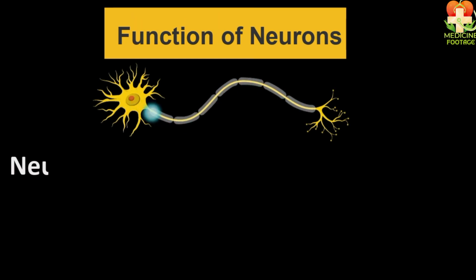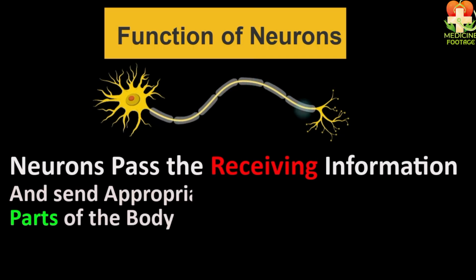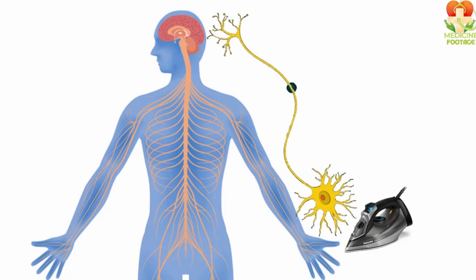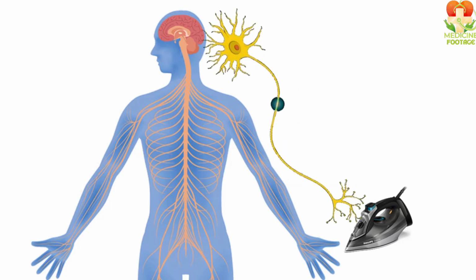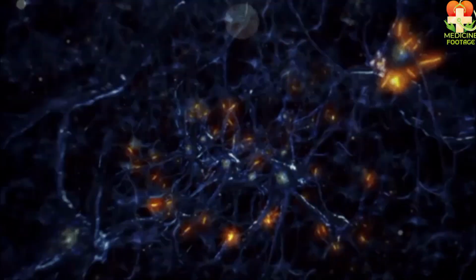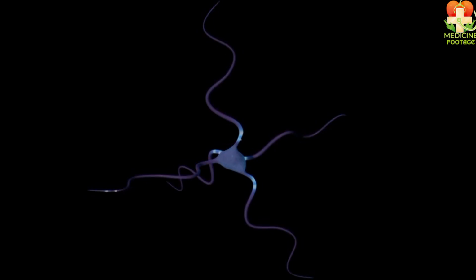Now let's talk about the functions of neurons. The main function of neurons is to carry information in the form of electrical impulses. For example, if your hand touches a hot iron, the sensory neurons will carry this information to the brain. The brain then sends the message to the motor neurons, instructing them to move your hand away from the hot surface. This process happens so quickly that we barely even notice it. The electrical impulse travels from the sensory neuron to the interneuron, and then from the interneuron to the motor neuron in an instant. That's how neurons work to keep us safe and respond to our environment.